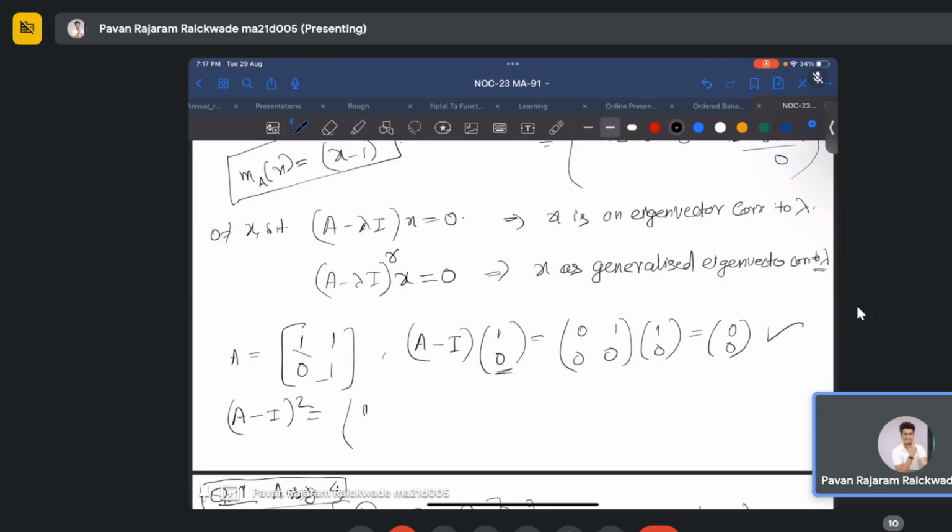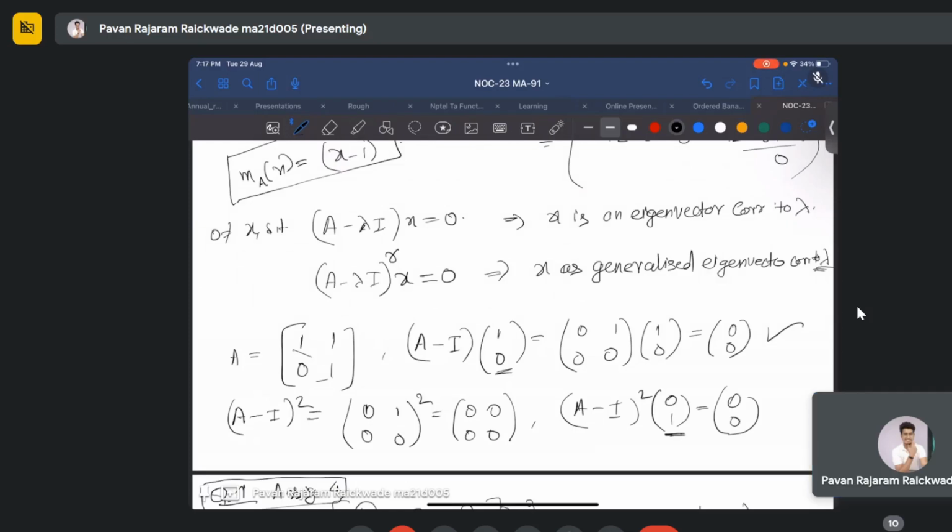That is [[0,0],[0,1]] squared, which is the whole zero matrix. Now if I do (A minus I) squared on any vector, in particular I take (0, 1), this is 0. It means (0, 1) is a generalized eigenvector corresponding to eigenvalue lambda. So (0, 1) is the generalized eigenvector.